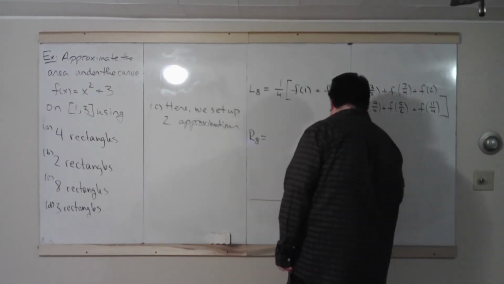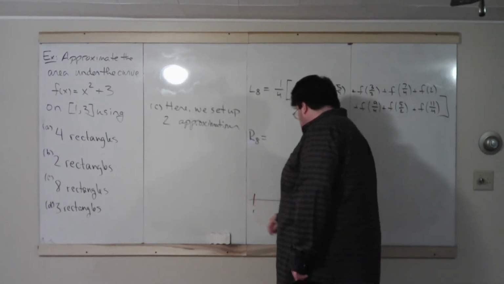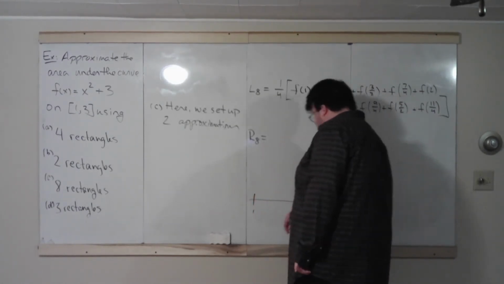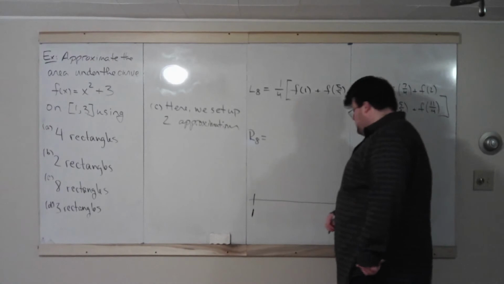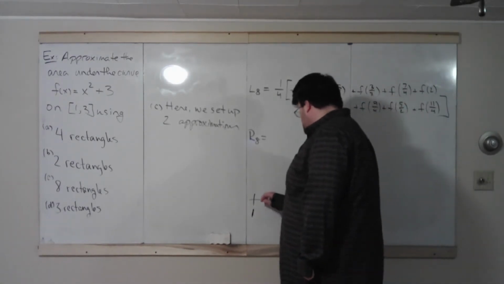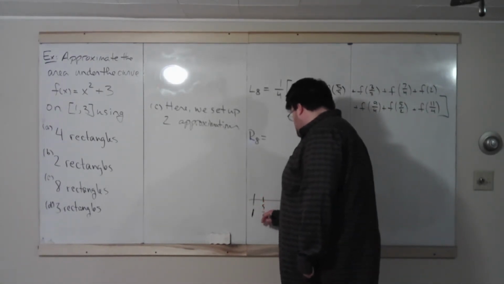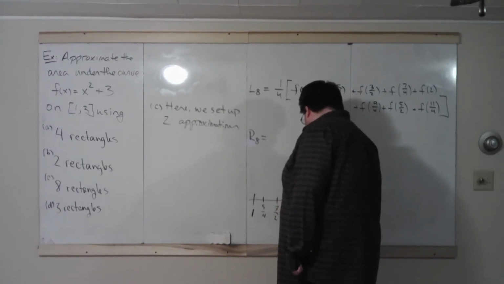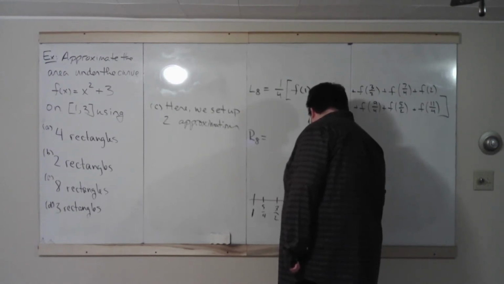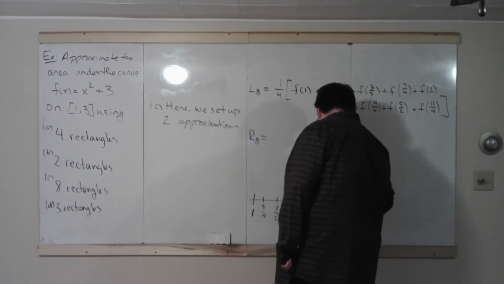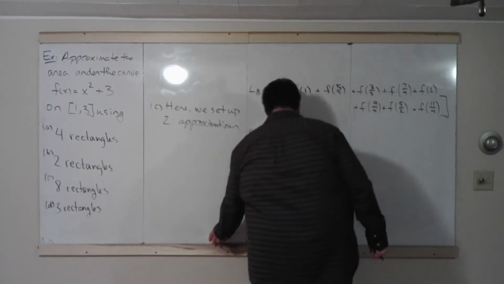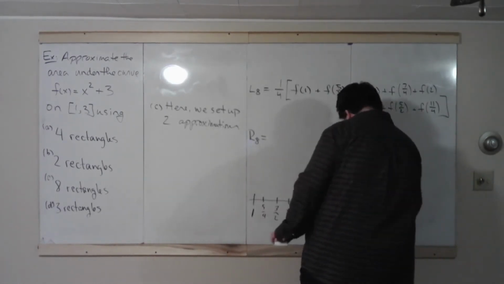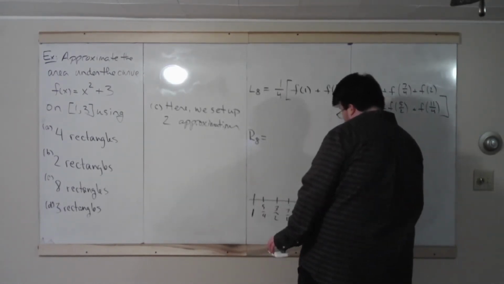Let's do it like this. 1 and 3. So we have 5 quarters, 3 halves, 7 quarters, 2, 9 quarters, 10 quarters, 5 halves, 11 quarters. I wrote 7 instead of 11. 11 quarters, and 3.